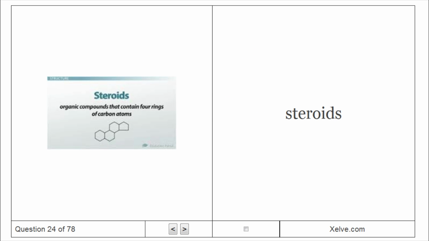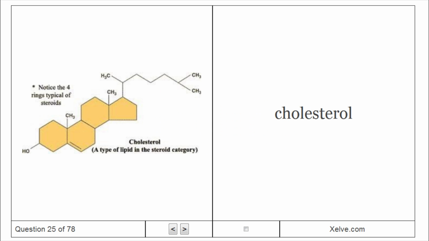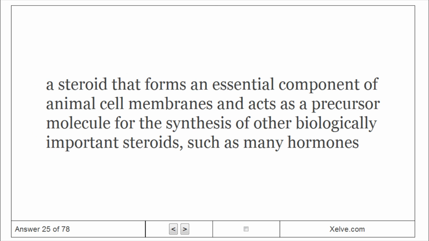Steroids. A type of lipid characterized by a carbon skeleton consisting of four fused rings with various chemical groups attached. Cholesterol. A steroid that forms an essential component of animal cell membranes and acts as a precursor molecule for the synthesis of other biologically important steroids, such as many hormones.